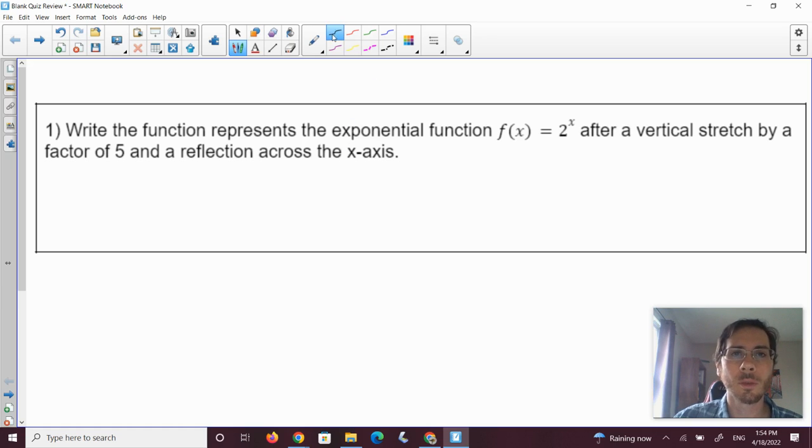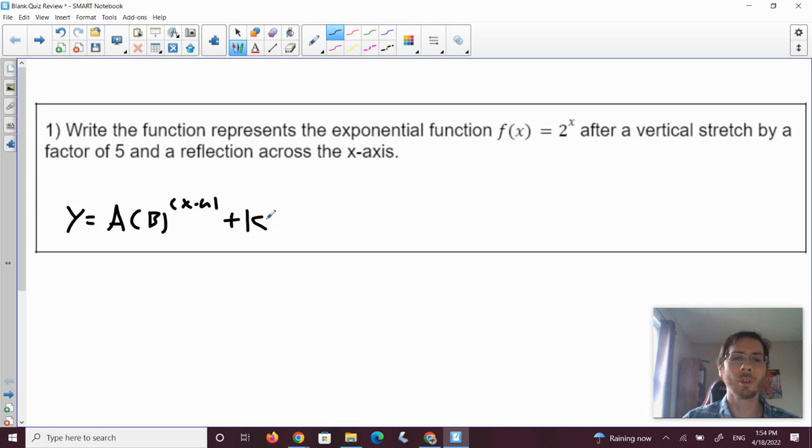So to do this one, we have to remember our equation: y equals a times b to the x minus h, plus k. So we just have to remember our general form for our exponentials. Since we're starting with an equation that is 2 to the x, the nice thing is that we know what b is. B is just going to be the number 2 because that's what we're starting with. We're not changing that. That doesn't change in these ones.